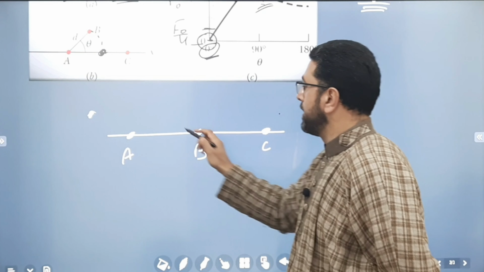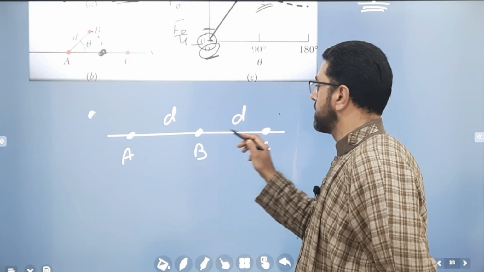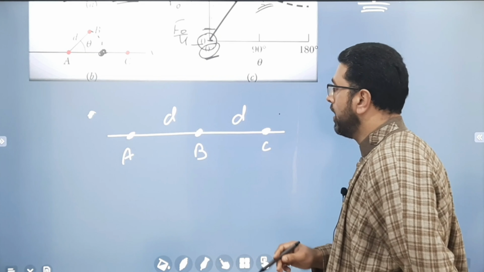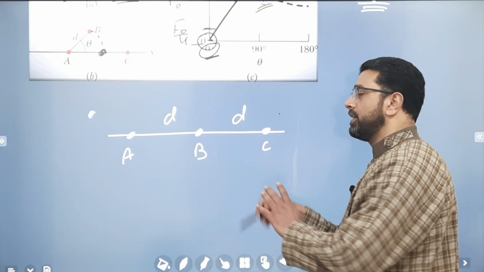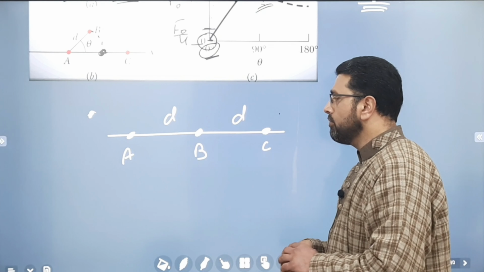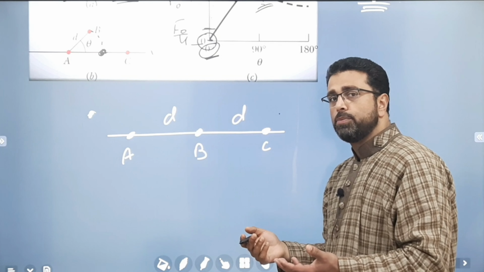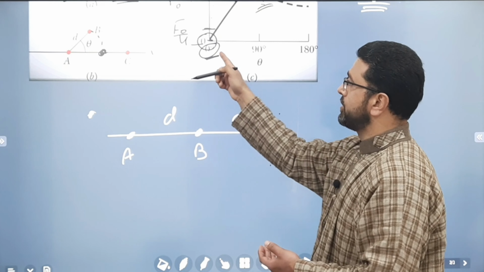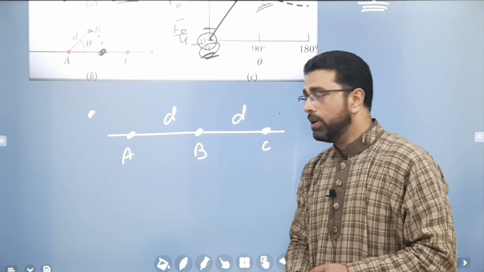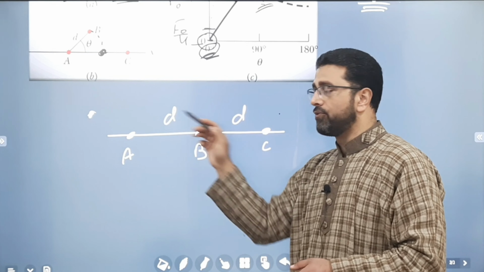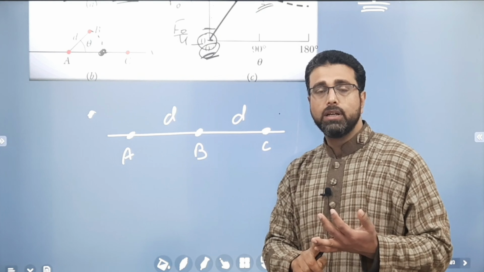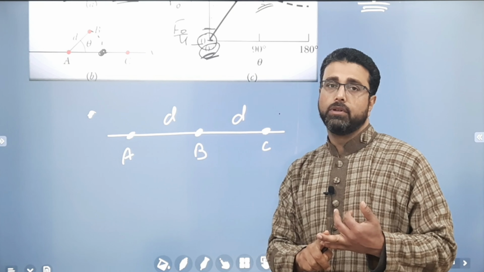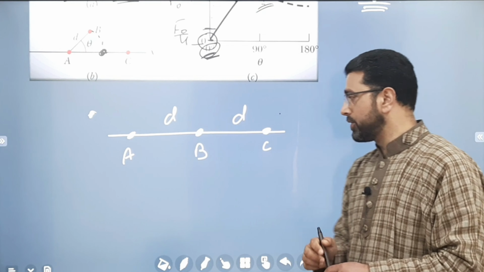A and B are separated by distance d, B and C are separated by distance d. Now, A is experiencing two forces, one from B and the other from C. For net force to be 0 on A, the two forces need to be in opposite directions and equal in magnitude, but opposite in directions.